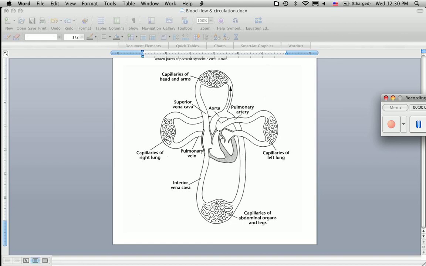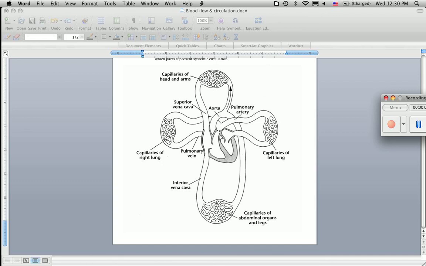Okay, before we start on fetal circulation and blood pressure, I wanted to take a minute here to go through this worksheet that has to do with systemic and pulmonary circulation. We're going to start by actually drawing in our arrows that show the direction of blood flow. And we're going to start with the one that's already been drawn in for you.